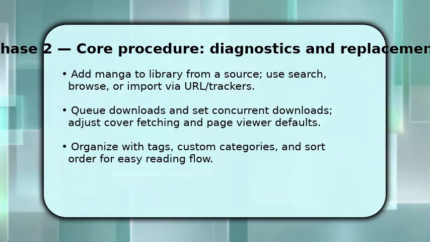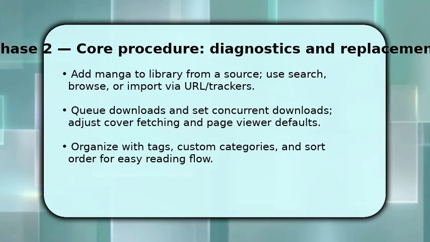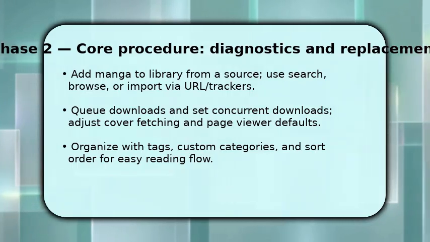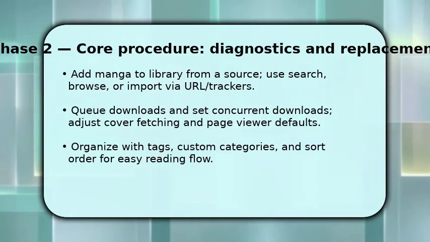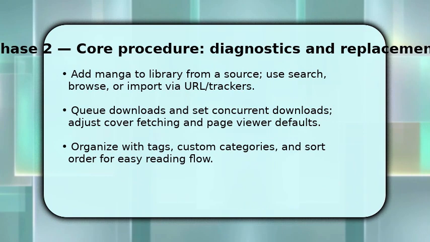Make sure page viewer settings match your reading preference. For example, right to left for Japanese releases. Use tags and custom categories to keep series grouped. That makes batch downloading and updating much faster.